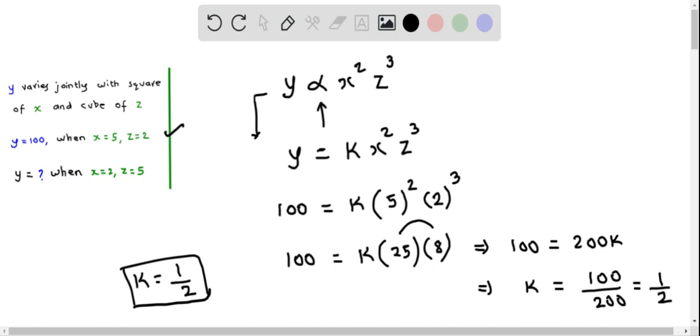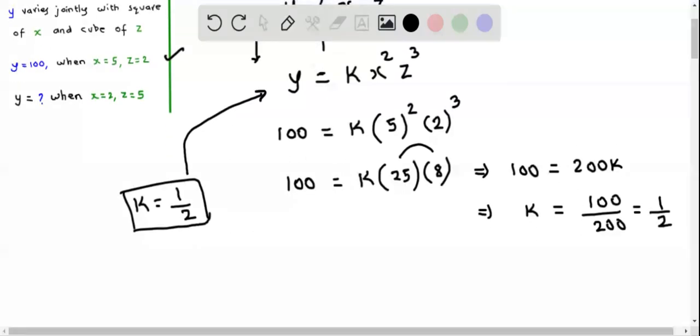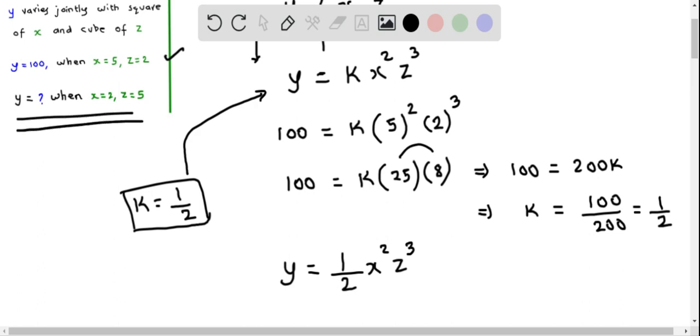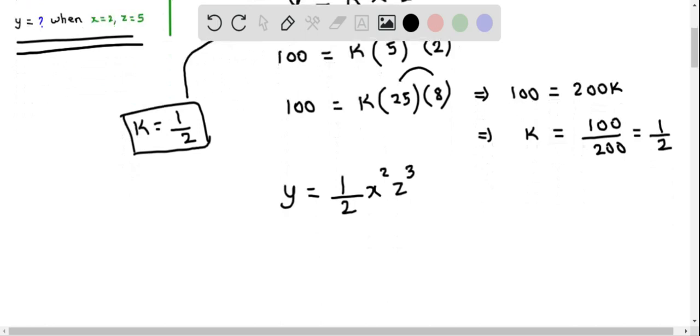So now we can plug this value of k into the variation equation and solve for y. So let me do that. We have y equals k, which is half, so I put half times x squared and z cube. Now we have to find y when x equals 2 and z equals 5. We can do this by using this variation equation. So we are solving for y, and this equals 1 by 2. Replace x by 2, so therefore this becomes 2 squared, and replace z by 5, so it becomes 5 cubed.